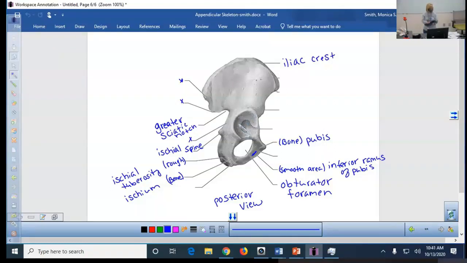And then this is the socket area, and that is the acetabulum. And we're not doing that one. We're not doing either one of those little guys either. There are a lot more features. I took off a lot of them, and then we took off some more.